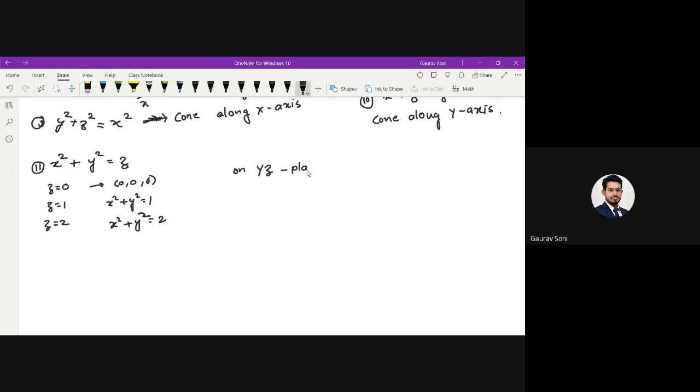On the yz plane, I want to see the equation of the yz plane, which is x equal to 0. If you put x equal to 0 in this equation, what are we going to get? Y square is equal to z, which is a parabola. Parabola on the yz plane. So if we combine all this, what we will get? Structure like this.